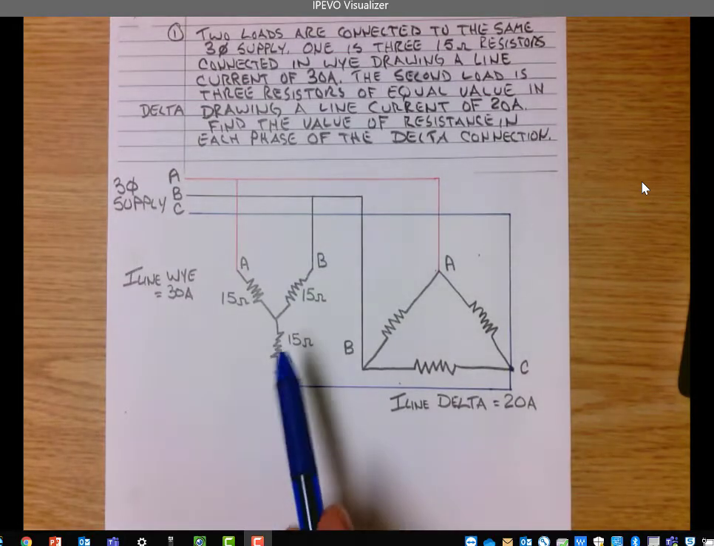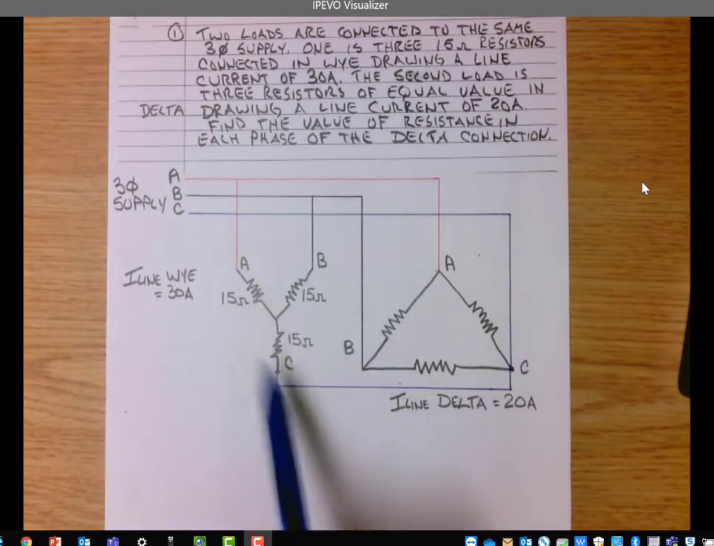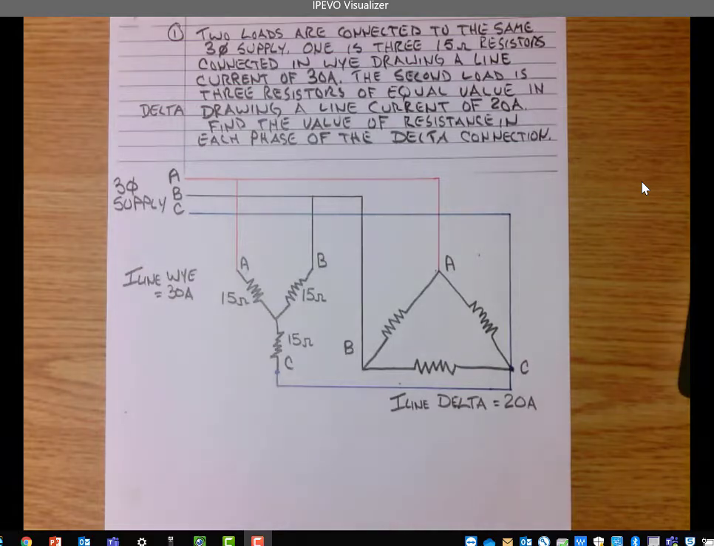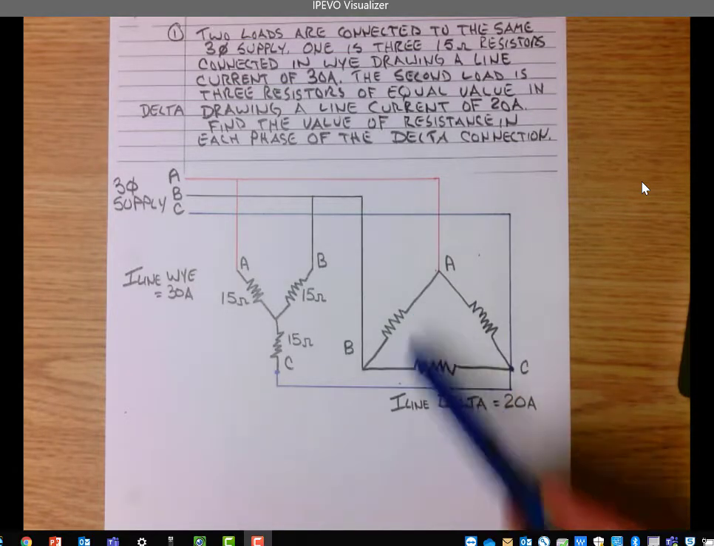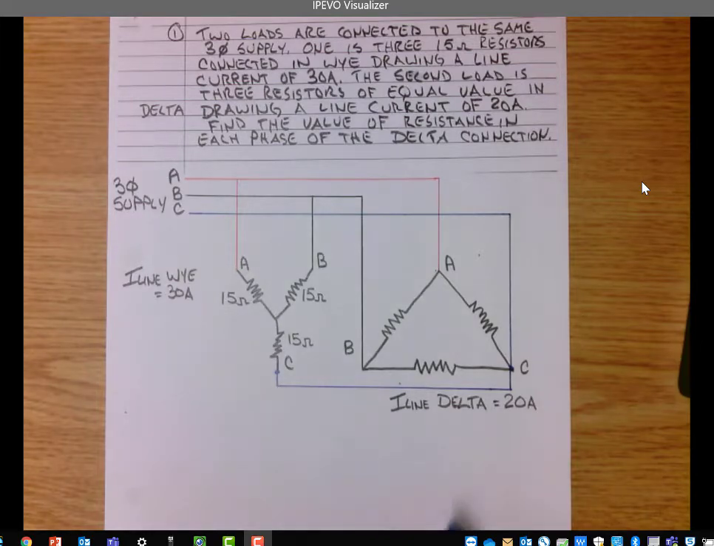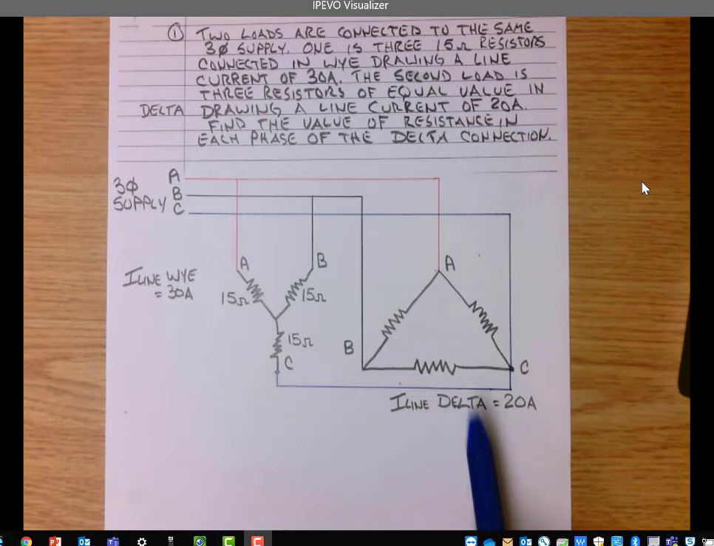What we have this time are two separate loads connected to the same three-phase supply. One's Y connected and one is delta connected, but they are both connected to the same supply. And what we are looking for is the value of resistance in each phase of this delta connection. So what we know for the delta is the line current that this delta load draws. Because it's a balanced delta load, the three resistors are of equal value, so the same resistance in each phase, same power factor in each phase. We can use the rules for balanced delta systems.